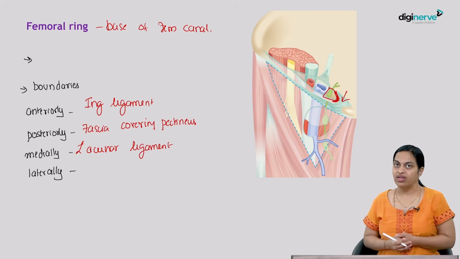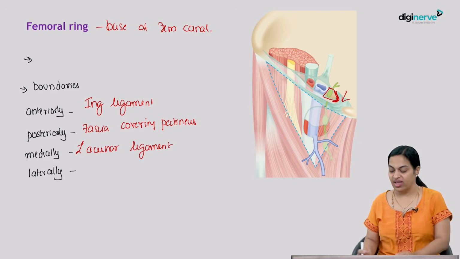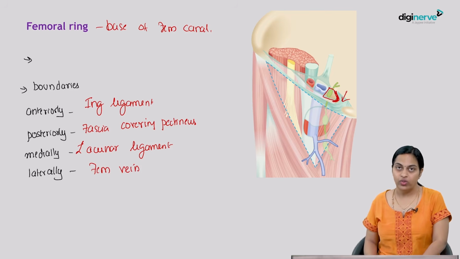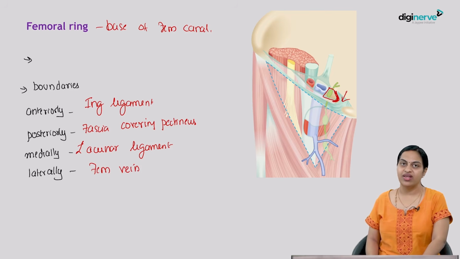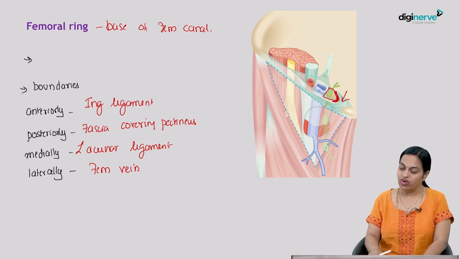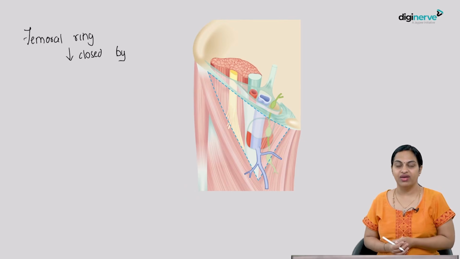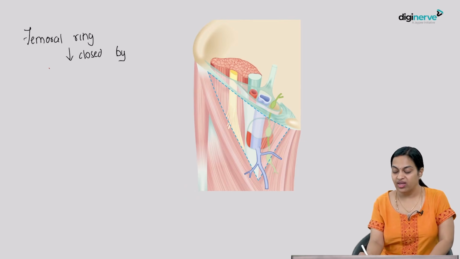So the medial boundary of this femoral ring is formed by the lacunar ligament, and laterally we have the septa that separates this femoral canal from the femoral vein, which lies in the intermediate compartment. This femoral ring, I told you, is the communication with the abdominal cavity, right? And it is closed by the femoral septum.